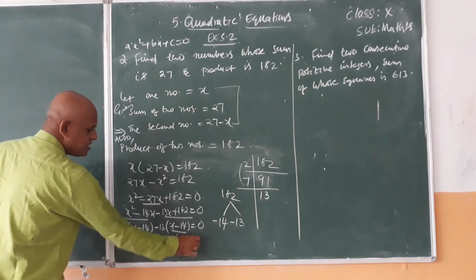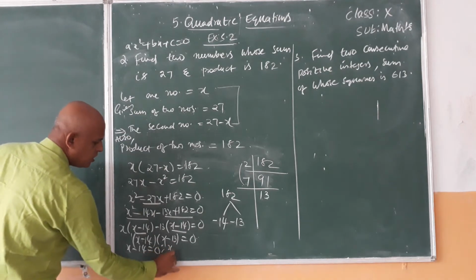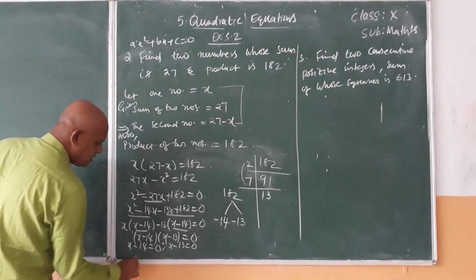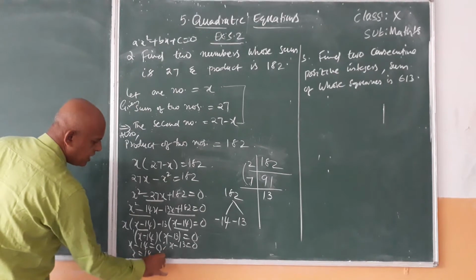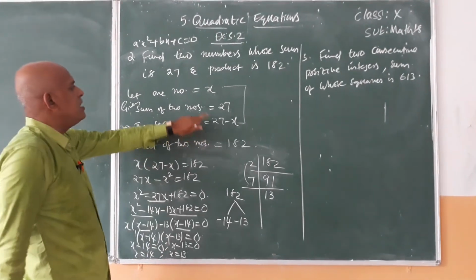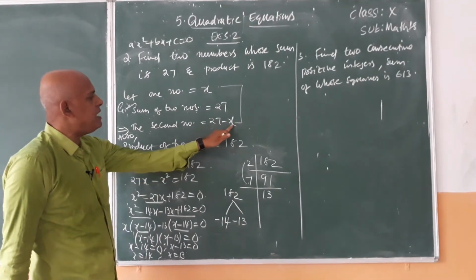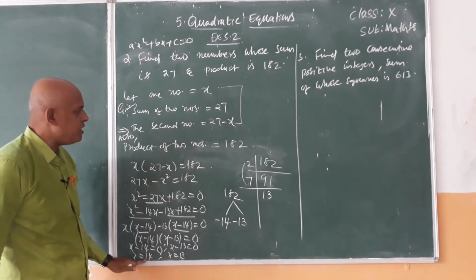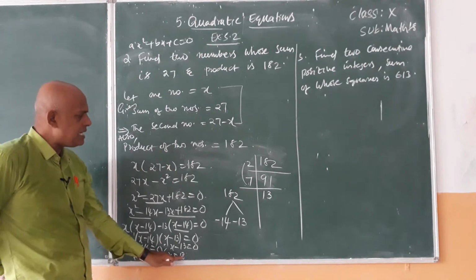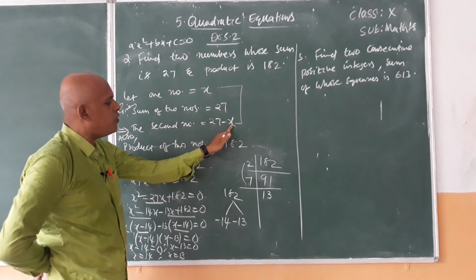When the product of two terms is equal to 0, each term is equal to 0. x minus 14 is equal to 0, x minus 13 is equal to 0. So x is equal to 14 and x is equal to 13. Here they ask for two numbers. If one number is x, what is the other number? If one number is 13, then the other number, 27 minus 13, is equal to 14.